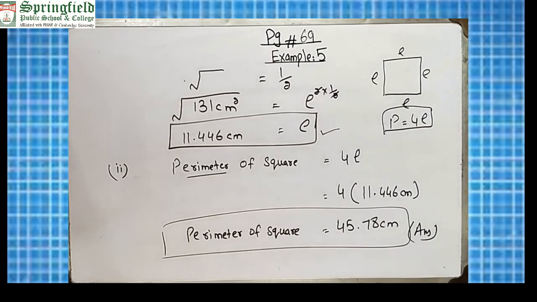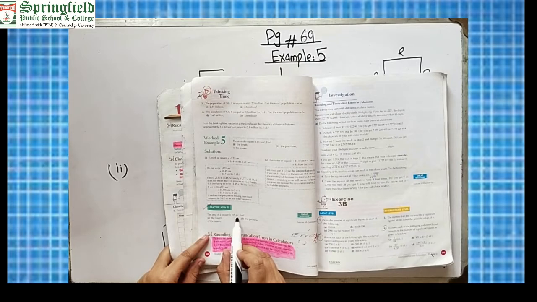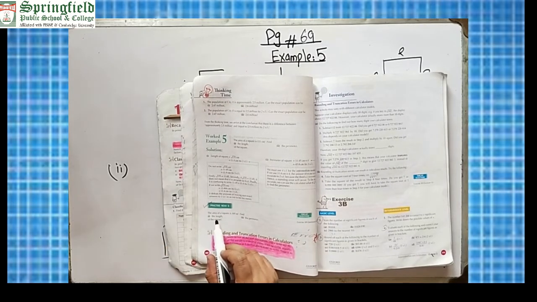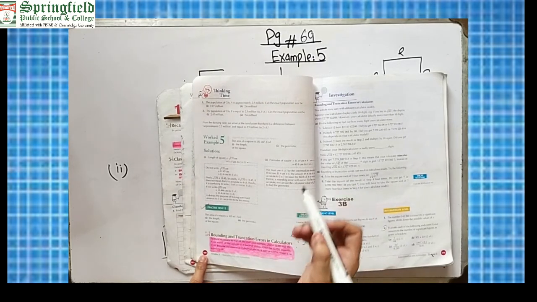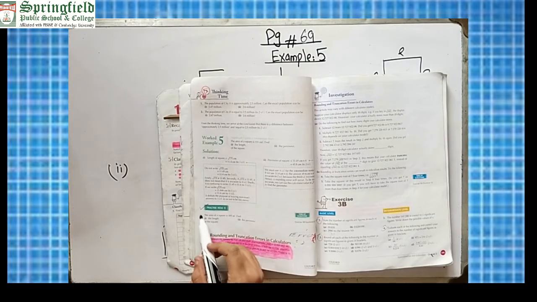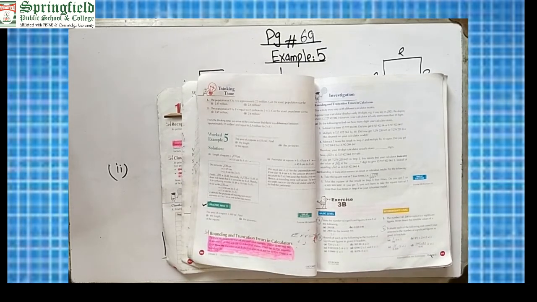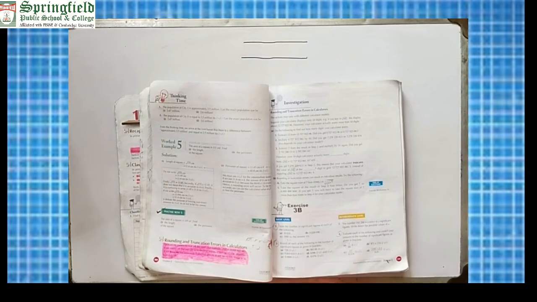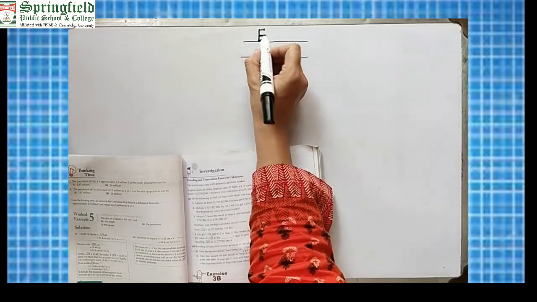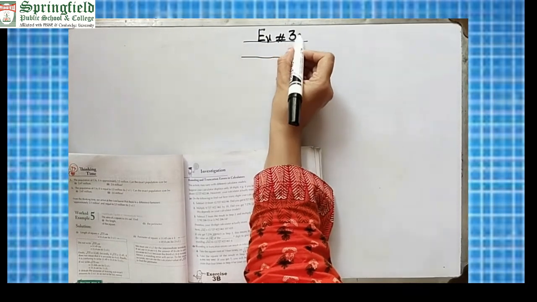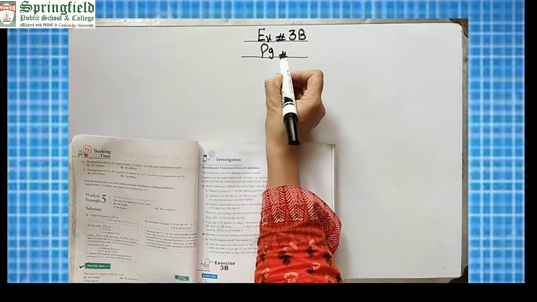Now come to the Practice Now question. Practice Now 5. The area of the square is 105 centimeter square, and find the length and the perimeter. Now this question is the same as we have already done in example 5. So it's your task. Complete this question in your notebook. Okay. Now come to exercise 3B, page number 70.